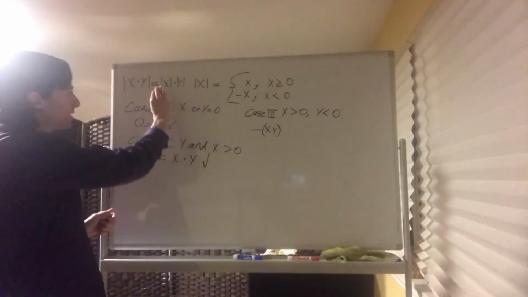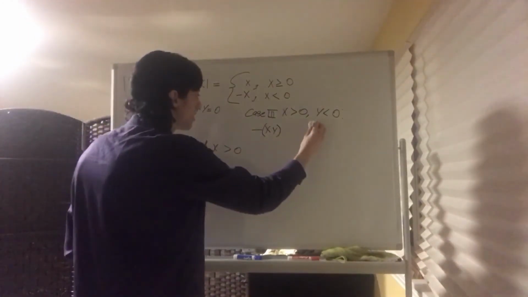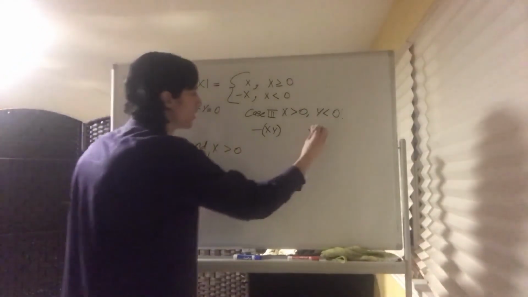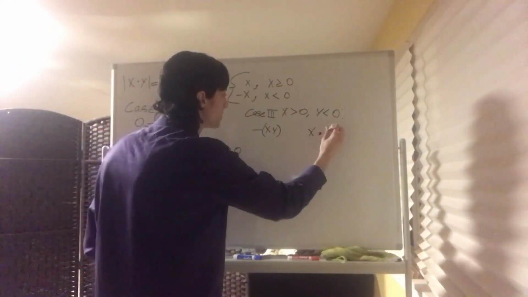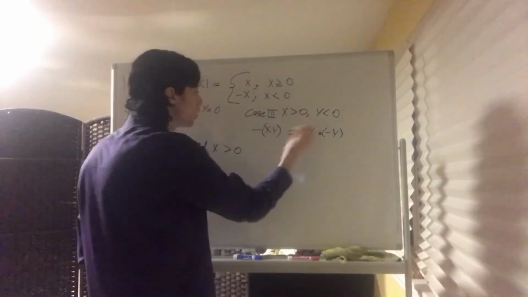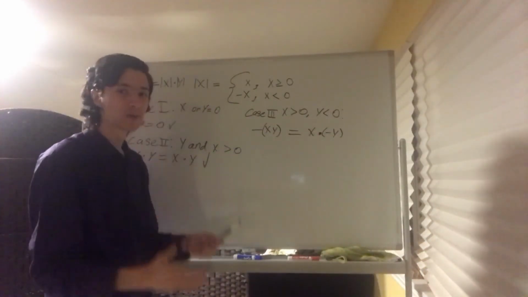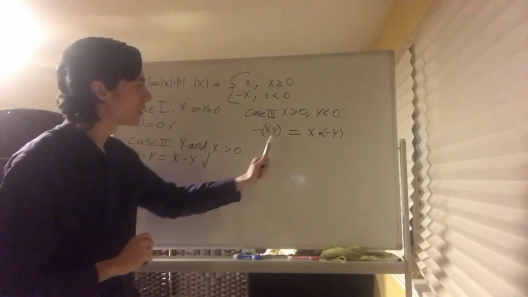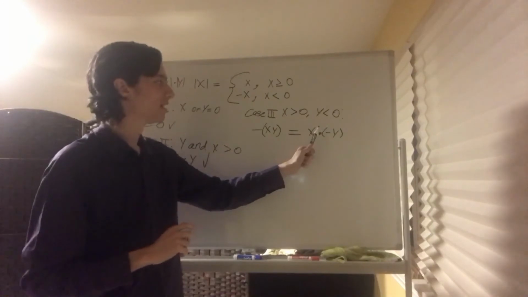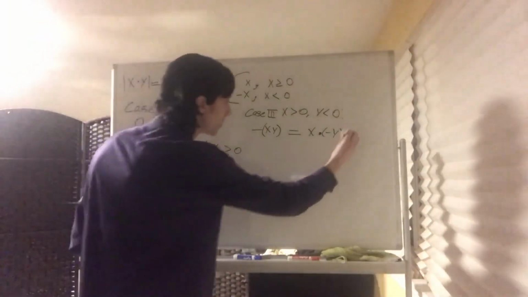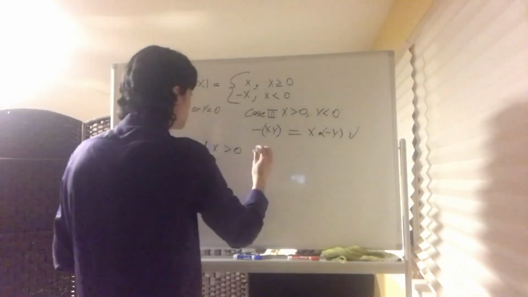Now, absolute value of x is x, and absolute value of y is negative y because y is negative. So we have x times negative y. And we can say these are equal to each other because of the commutative property of multiplication. We have a negative 1 times an x times a y, and we have an x times a negative 1 times a y. So therefore, this third case is true. And this brings us to our last case.